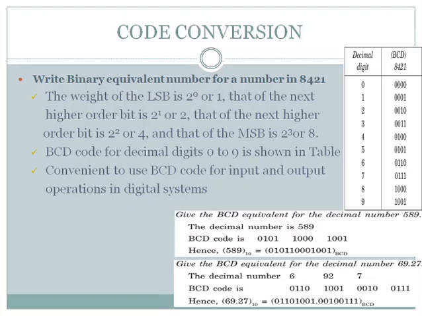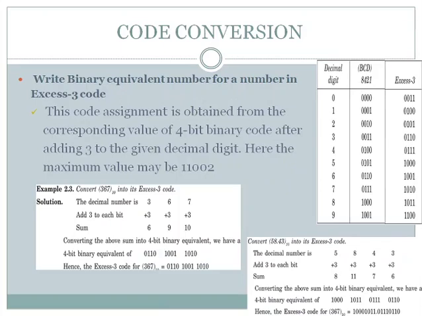So this code will come under the category of weighted codes. Next we will see in detail about two more codes. The first one will be XS3 code. Here we'll discuss what the XS3 code is, and we'll also see how to convert a given decimal number into XS3 code.